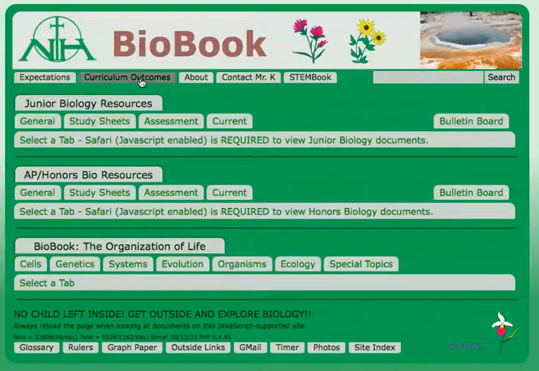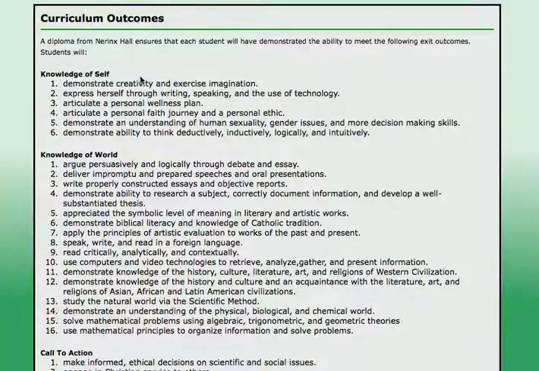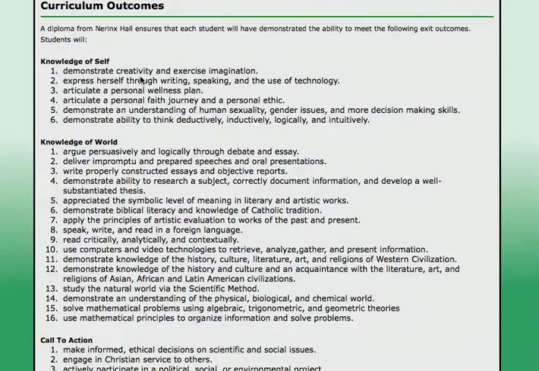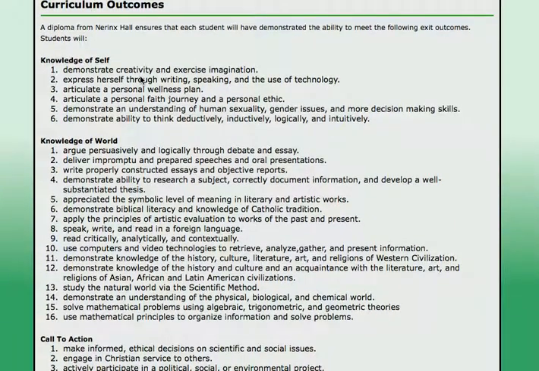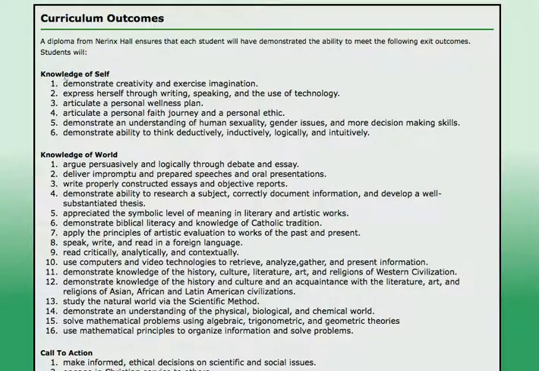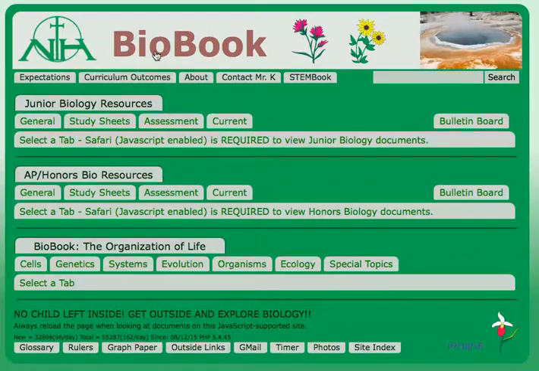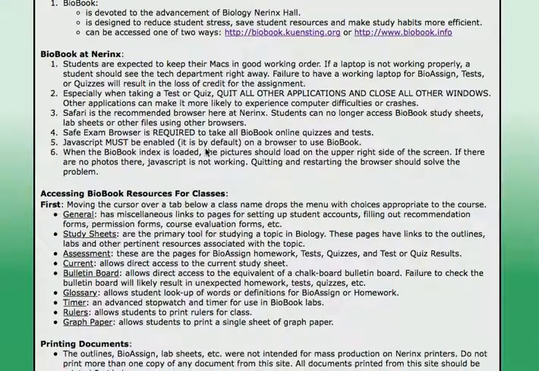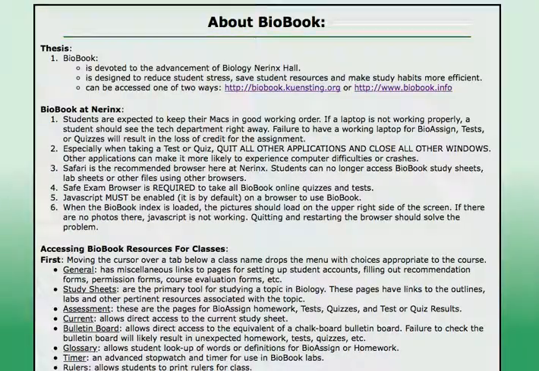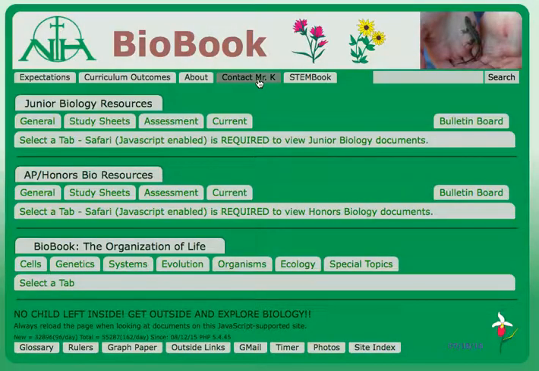The next thing, the curriculum outcomes. This is basically from the student handbook. You can take a look at this. NARICS calls all students to enhance knowledge of self, knowledge of the world, and have a call to action. And we'll talk about that throughout the class. This talks about BioBook in general, and I'll come back to this later, but we don't need to take too close a look at that right now.